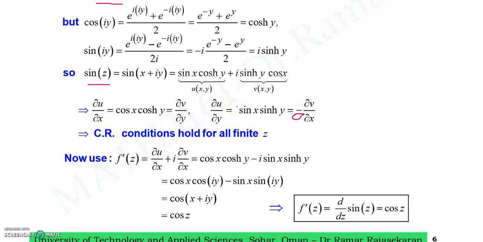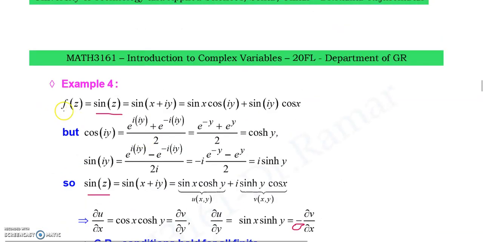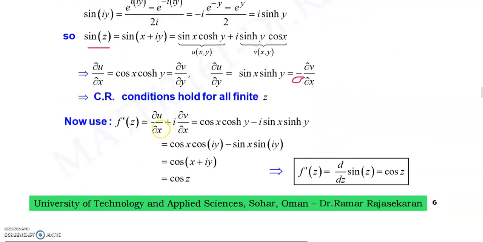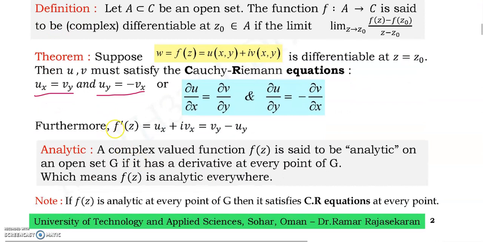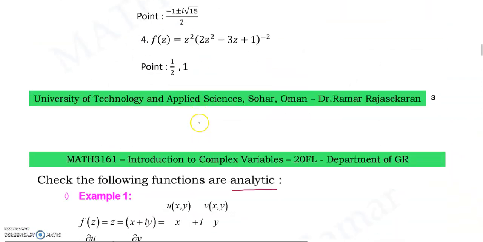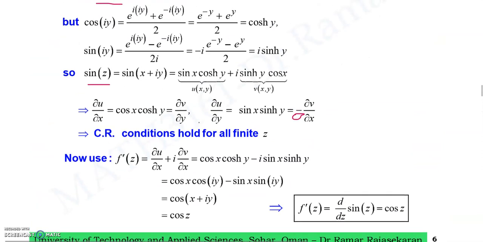But how to write f dash of z, the derivative of z? Simply, we can say f dash of z is equal to cosine z. But how can we say? By using this, that is ux, the partial derivative of u with respect to x, plus i dou v by dou x, that is the partial derivative of v with respect to x. You substitute, then you will get this. Actually this is explained in the first slide. The derivative of z is nothing but ux plus ivx. So we have applied this idea here, so that we can find f dash of z.